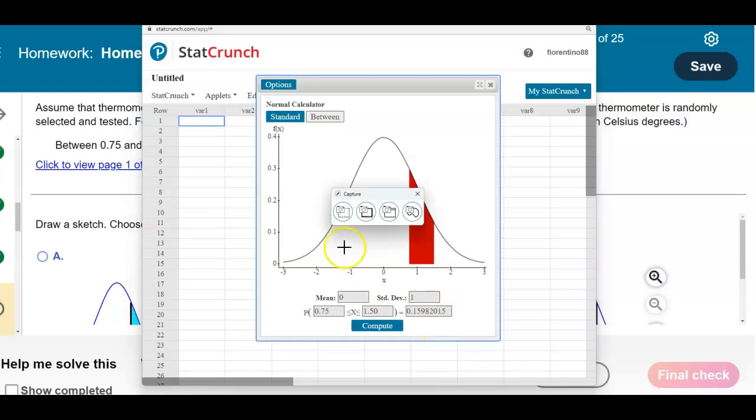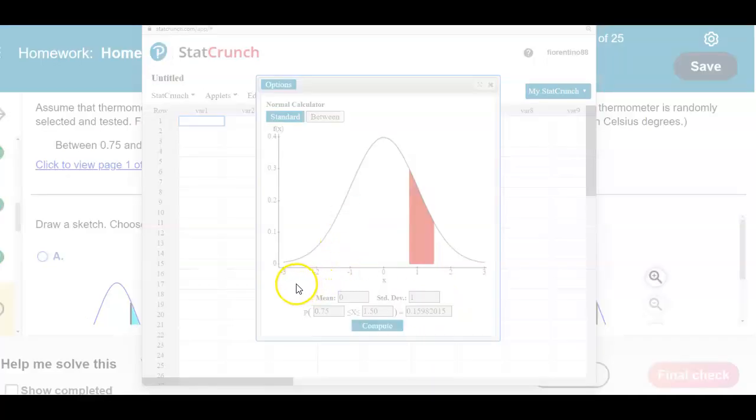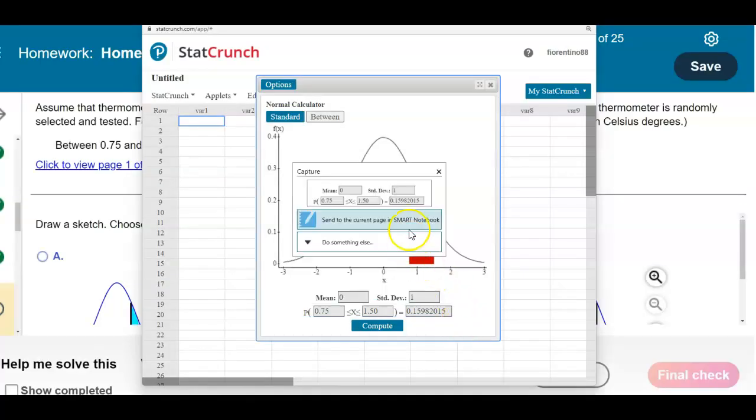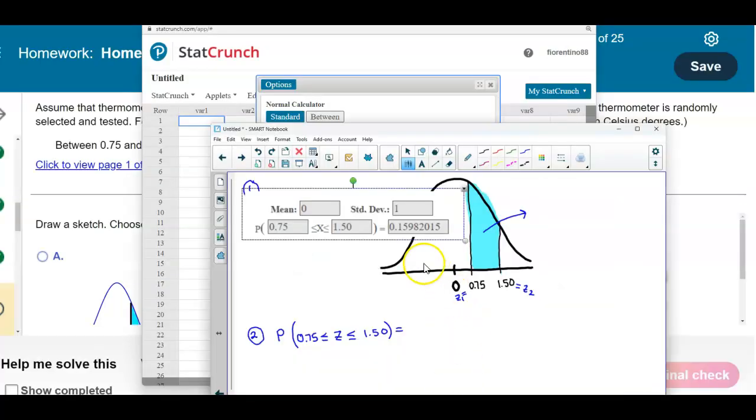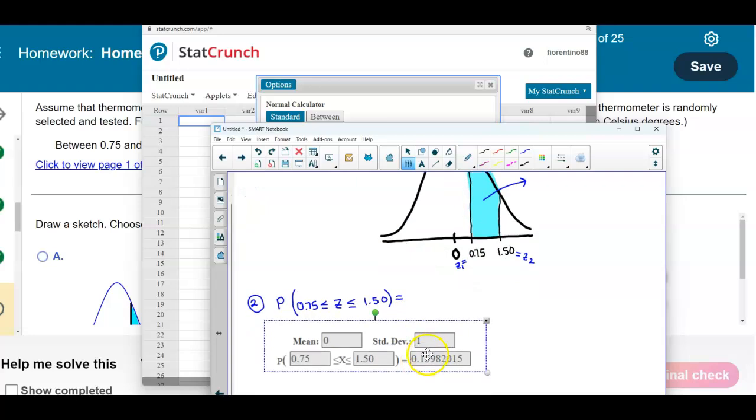Now we have our picture of what we're looking for. Let's copy this down so we can write out our area, or in this case the probability. Round that to 4 decimal places, and we get 0.1598. Therefore that represents the area here, 0.1598. So now let's answer our questions.